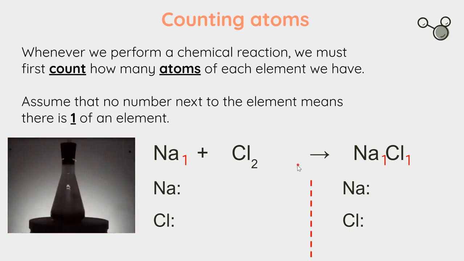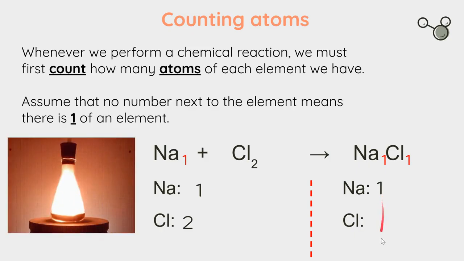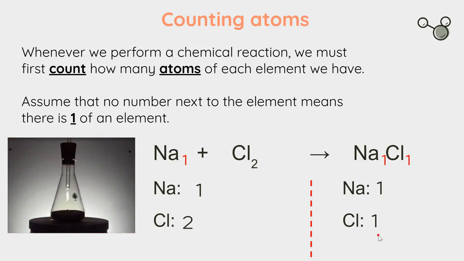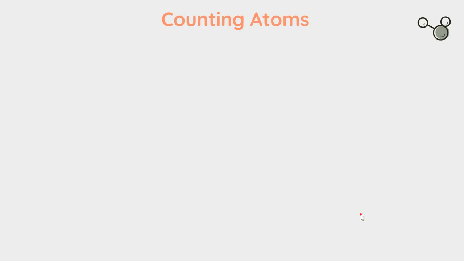And now I'll count my number of atoms. Na on the reactant side is 1, Cl on the reactant side is 2, you can see that right here. Na on the product side is 1, and Cl on the product side is 1 as well. Now we can see there's an issue here. There's more Cl's on the left than there are on the right, but we will take care of this in a later step. One quick note about counting atoms.